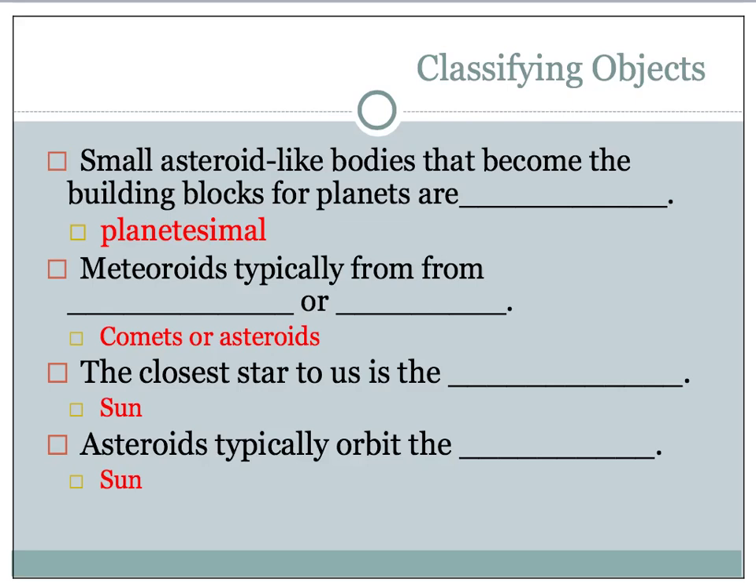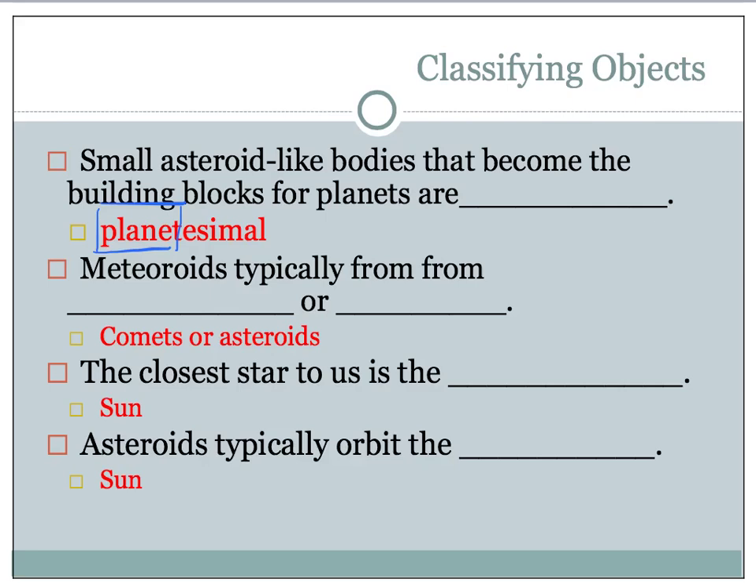Moving to classifying objects. Small asteroid-like bodies that become the building blocks for planets are, and that's going to be a planetesimal. I think the easiest way to remember the building block is you can see the word planet inside of that. So you have a planetesimal, which is a building block for a planet.